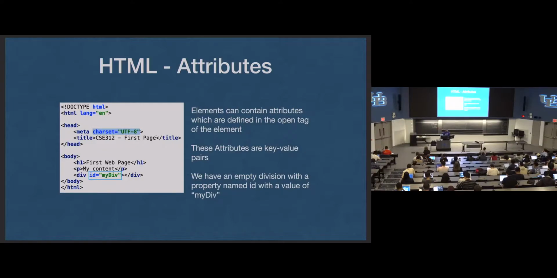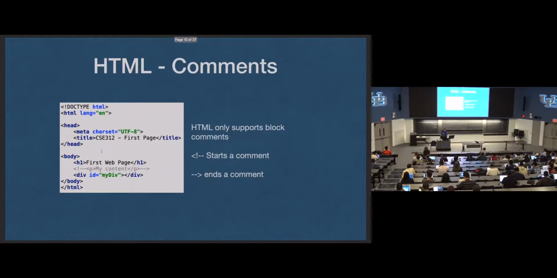So we have elements and properties, and elements can be nested. For example, this head element contains two other elements, meta and title. Comments, no line comments for what it's worth. We only have block comments in HTML, and this is the syntax for them. Less than exclamation dash dash to start the block, and then dash dash greater than to end the block.